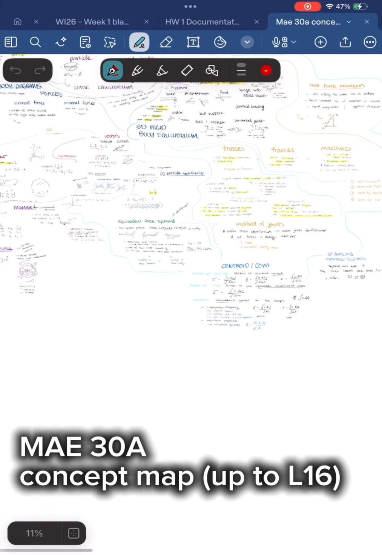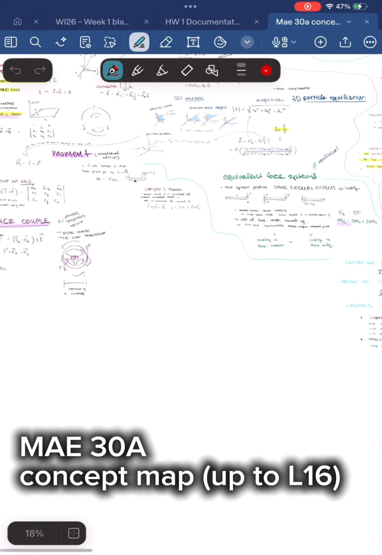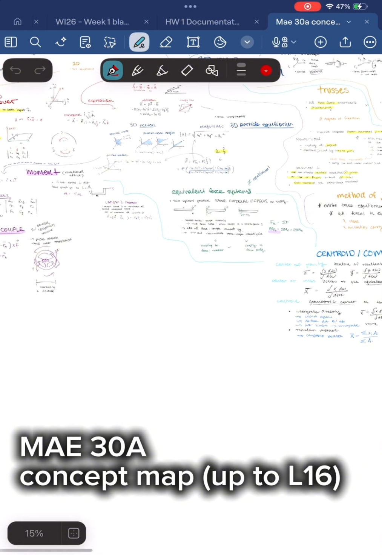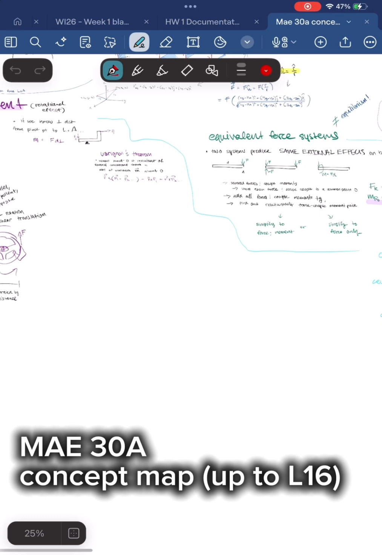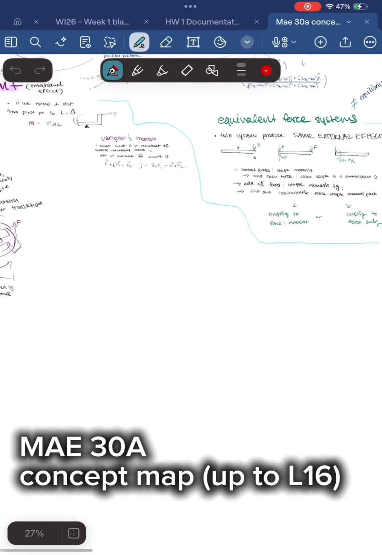Alrighty, we are once again adding to our concept map, adding lectures 15 and 16, I believe, on distributed load and moment of inertia. Okay, let's start with distributed load. I'm gonna put it right here because it's an extension of equivalent force systems, kind of.